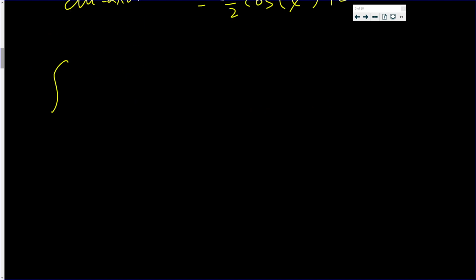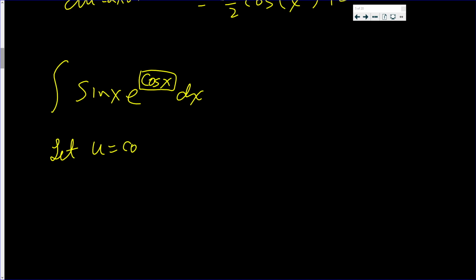Now, the integral of sine x e to the cosine x dx. Now the angles are just x, so we don't have to make a substitution change there. I would call the power of e u.